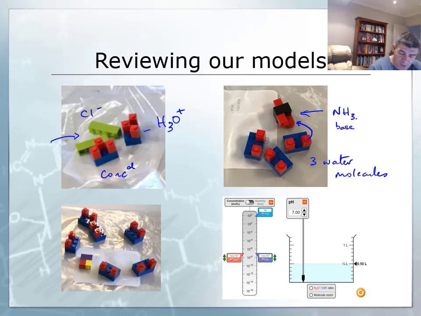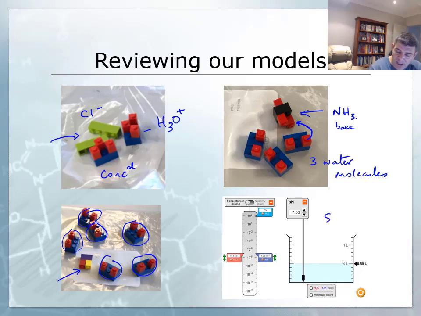In the third example, you can see we've got lots and lots of water molecules, so this is a real dilute solution because of the amount of water, but also it must represent a weak substance, an acid or a base, because there's no ionization that's going on here. So our models are designed to help us to identify the degree of ionization and also the species that are present once ionization or dissociation, if it's a base, occurs.